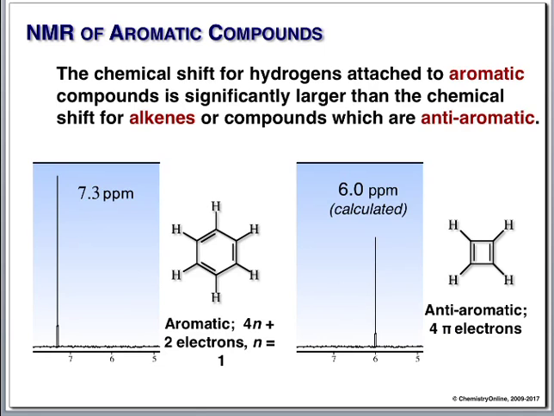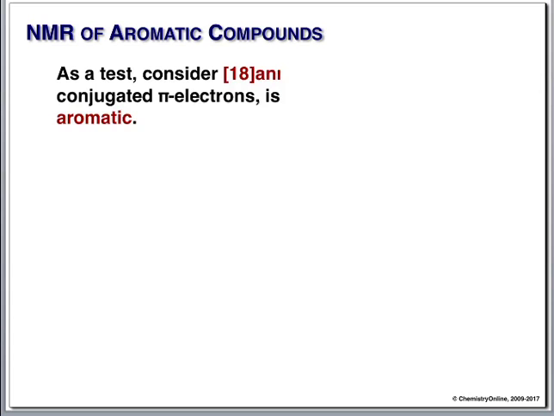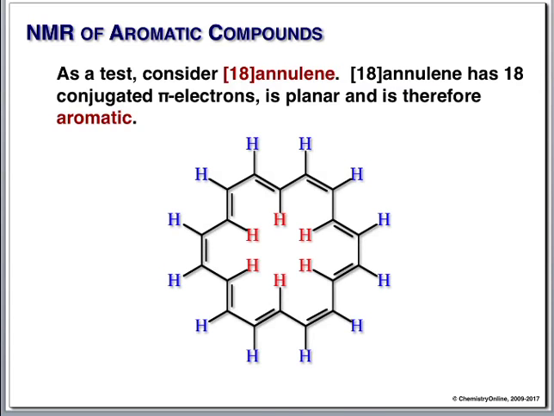Now, that sounds good, but chemists like to test things, don't we? Just keep testing and testing. Turns out there's a compound that is all set up for this. It's called 18-annulene. Count your pi electrons. How many do we have? 2, 4, 6, 8, 10, 12, 14, 16, 18 pi electrons. Is that a Huckel number? Absolutely. So this is planar, and it's aromatic. Because it's a big ring, there's room enough for all these hydrogens to live in the middle.